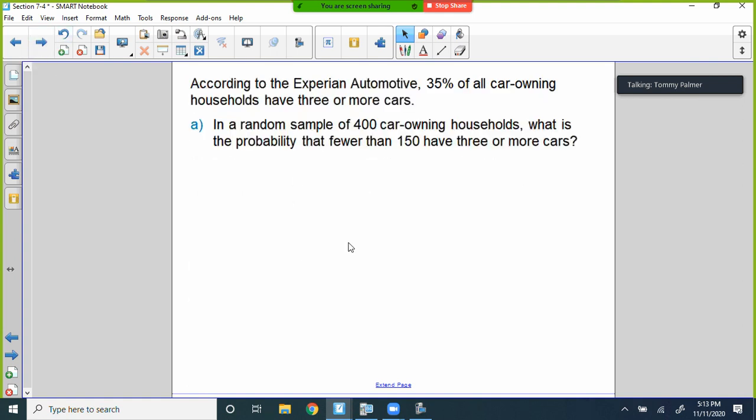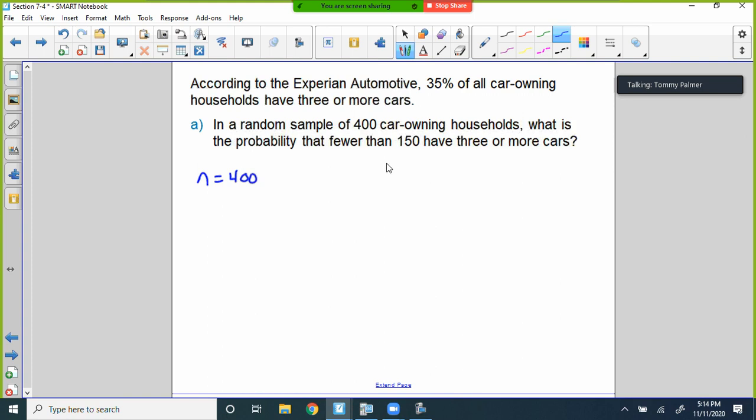So let's look at this example. It says, according to Experian Automotive, 35% of all car owning households have 3 or more cars, right? We're going to do this by hand, and then we'll also do it by the calculator, because I want you to be able to see what it looks like doing a calculation by hand. So in a random sample of 400, our n is 400. What is the probability that fewer than 150 have 3 or more cars, right?